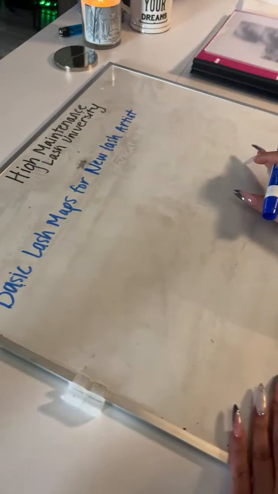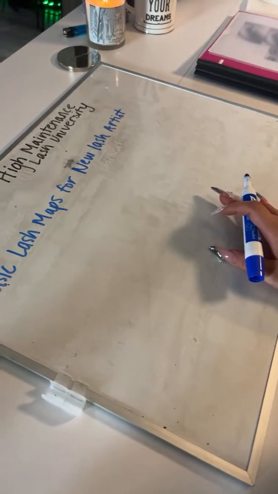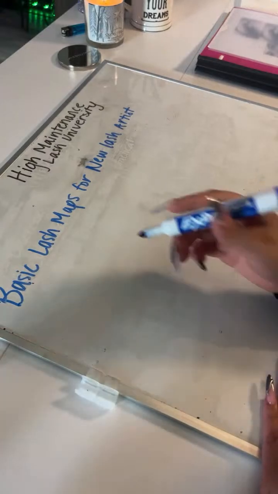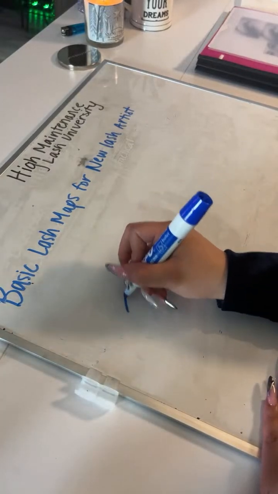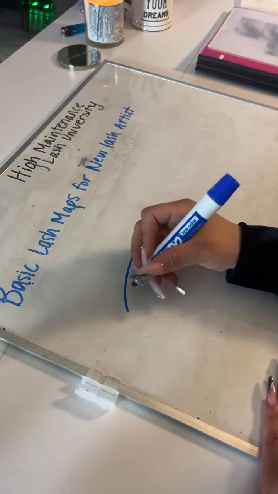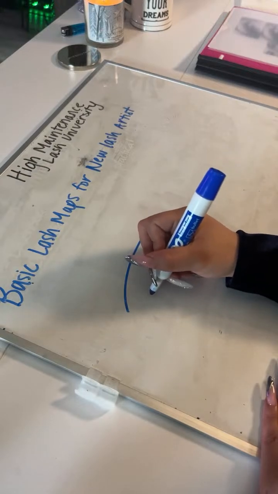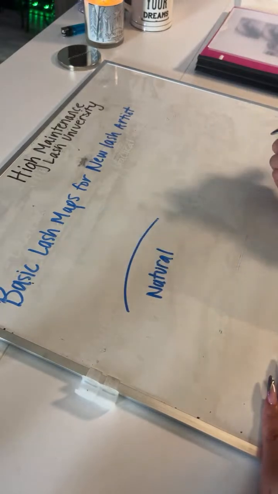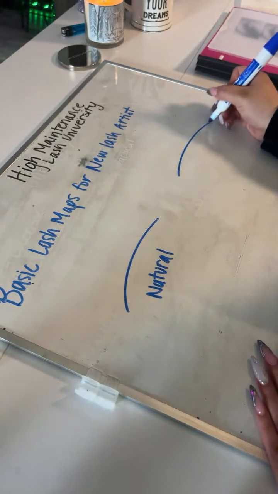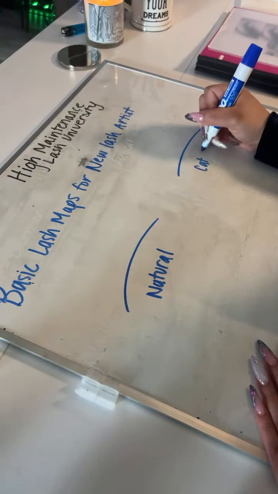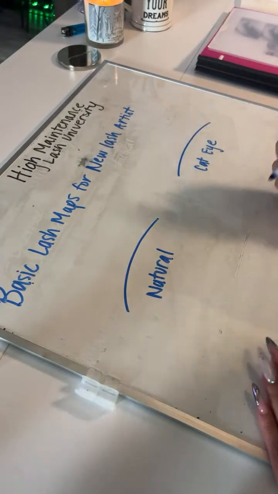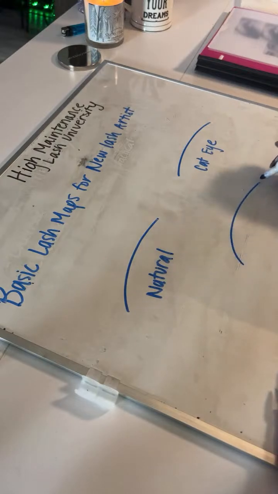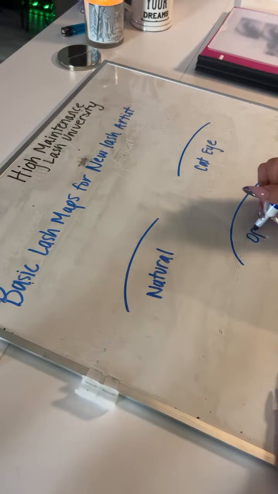Okay, so starting off, we are going to be talking about some of our basic lash maps. All right, so some of the regular lash maps are natural, then we're going to have cat eye, everyone's favorite, and then we are also going to do open eye.